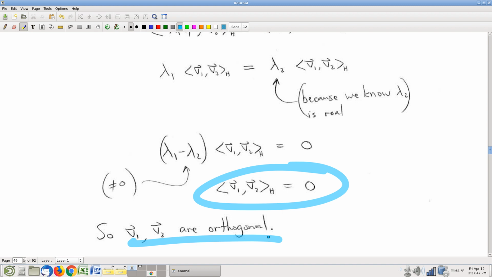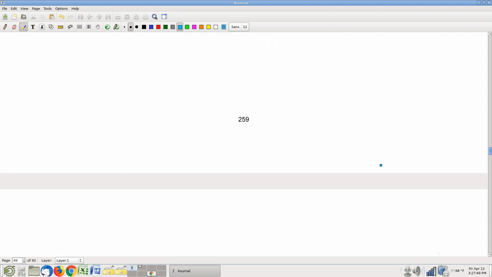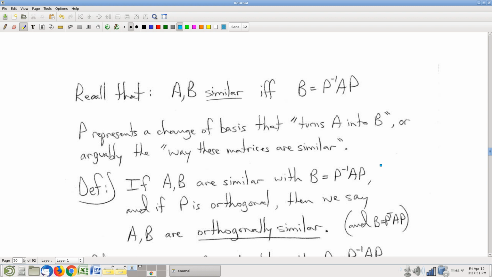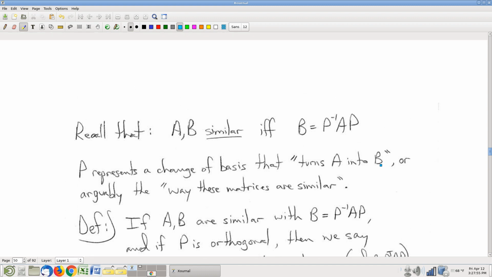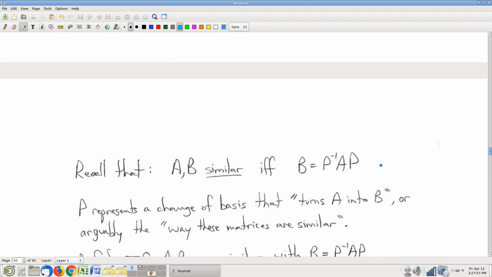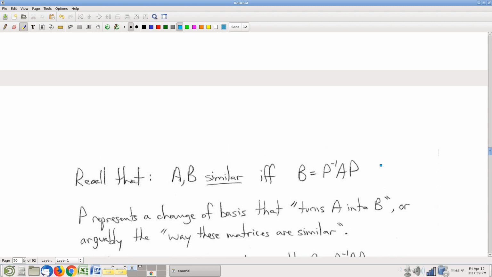Okay. All right. Last thing I want to talk about with real symmetric matrices is going to require a little bit of discussion. I have to define a term. I want to talk about similarity. Y'all, of course, recall what similarity means. Similarity means conjugation. Okay, similarity means change of basis. It means conjugation. Same thing.